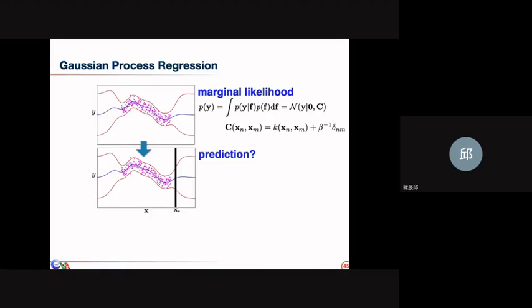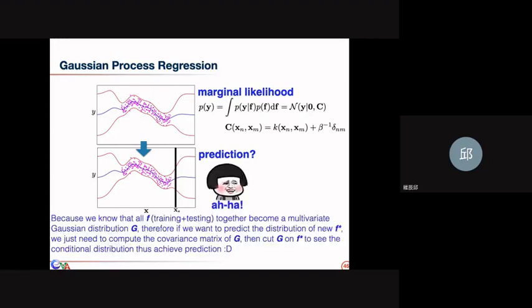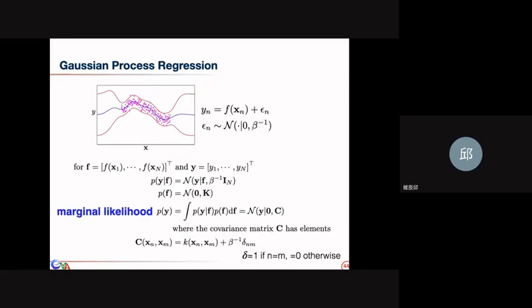Given a test input data x star, I want to do the prediction. If I now wanted to do a prediction, because we know that all the random variables come from the training data and testing data together, it would still become a Gaussian distribution.